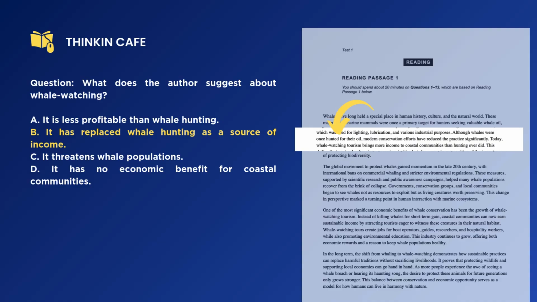Now the passage tells us whale watching actually brings in more income and doesn't harm whales. So A is eliminated because the text says that it brings in more income, which is opposite to the meaning of less profitable. C is eliminated because no information is mentioned about it. And D is eliminated since the section also provides opposite information, as it says there are economic benefits. That leaves us with B. Whale watching replaced hunting as a source of income. And this is proven by the sentence that reads, whale watching tourism brings more income to coastal communities than whale hunting ever did.